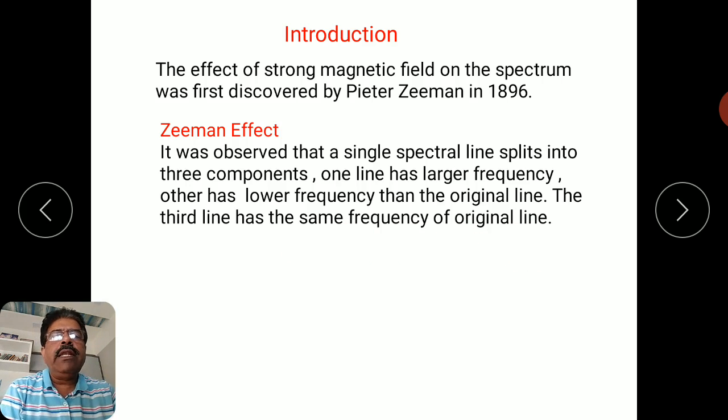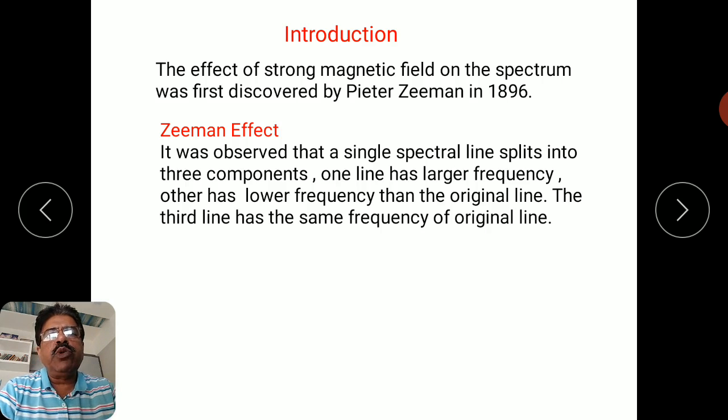So along with the original line, there will be two more lines observed due to application of a strong magnetic field. One will have higher frequency and one will have lower frequency, and they are symmetrically spaced from the original line. Symmetrically spaced means that the spectral difference, in terms of wavelength or frequency, is the same on both sides of the original line. That means they are equally spaced in terms of frequency.